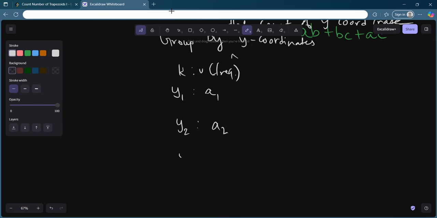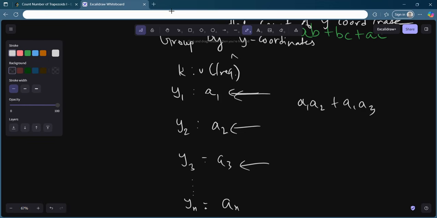And what if there are n of them? For 3 of them, I easily saw that AB plus BC plus CA, or A1 A2 plus A2 A3 plus A1 A3. But what if there are n of them? You need to multiply with each of them. Between this y coordinate and this coordinate there can be a point, so A1 A2 I will write. Between this coordinate and this coordinate there will be a point, so A1 A3 I will write.